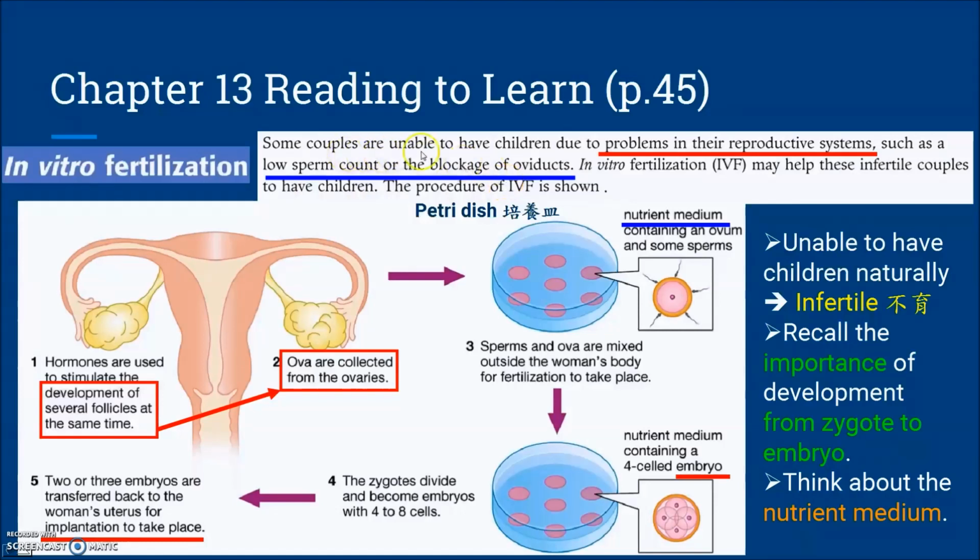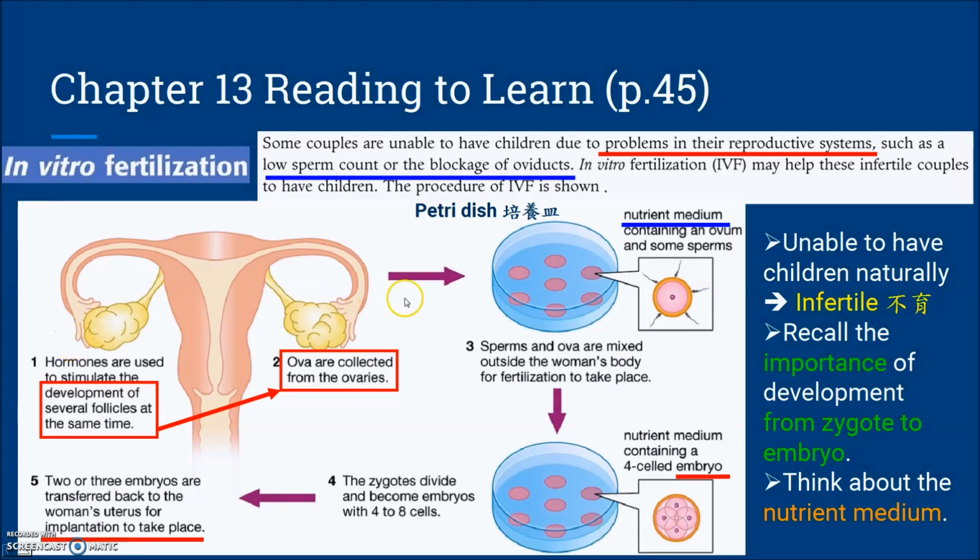Some couples are unable to have children due to problems in their reproductive systems, such as low sperm counts or blockage of oviducts. So at least from this sentence, you know that the problems do not only come from the female or only come from the male. Both of them may be responsible for infertility, being unable to have children naturally.